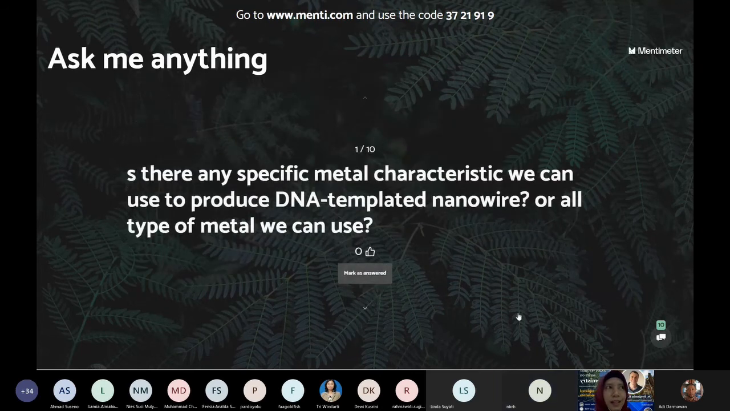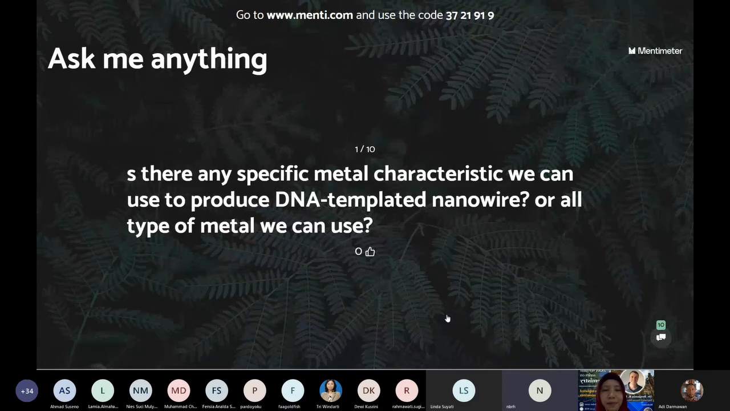Okay, next question. Is there any specific metal characteristic which we can use? The biggest limitation of this whole process is that DNA is basically only soluble in aqueous solution. So you need a metal which you can find a stable salt in water and that you can reduce in water. So most of the noble metals are possible. Some metals, for example, we at one point tried to make bismuth nanowires, but we just ended up making bismuth oxide because it's hard to prevent the oxidation of elemental bismuth when it's produced in nanoparticle form in water.